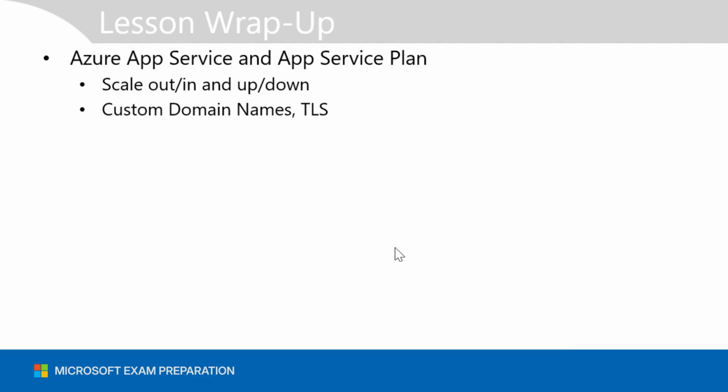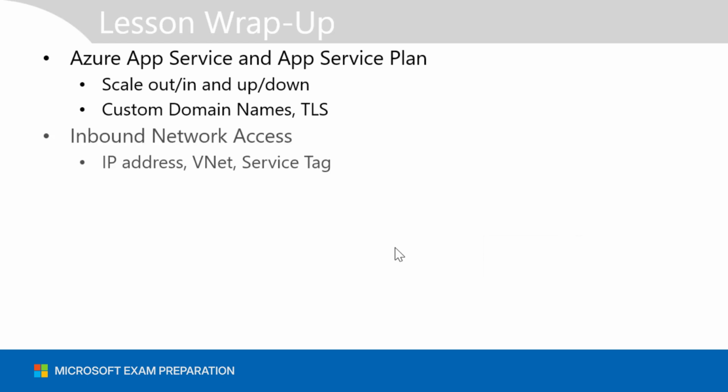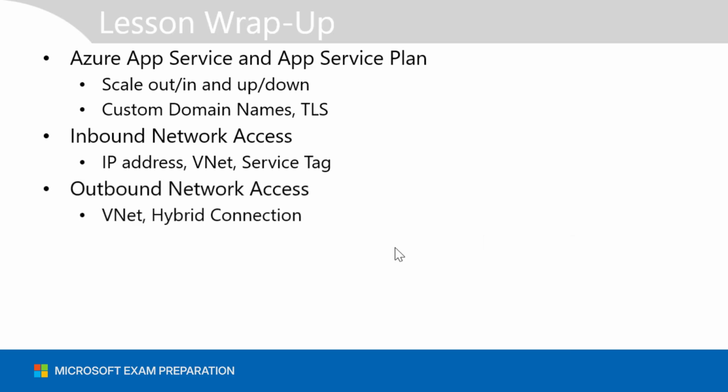You also might set up custom domains and then import certificates that go with those custom domains. We talked about network access. On the inbound side, you can restrict access to your web app by IP address, by VNets you have established in Azure, or by service tags for Azure types of services. You can set up outbound network access also to VNets or to an on-prem resource using hybrid connections.